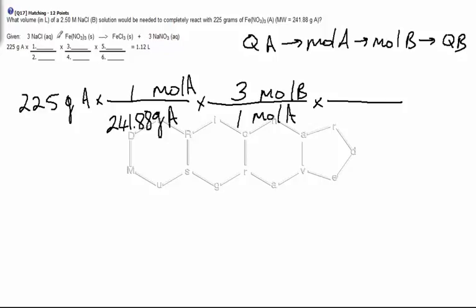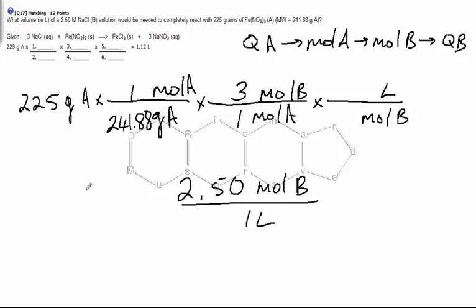And what are we looking for? We're after litres. Now if I'm looking for litres, I know that I'm going to have to get rid of those moles, so I'll put moles of B on the bottom, and I'll put litres on top because that's what I'm looking for. And what I've got here is the relationship between the moles of B and the litres, which I can gain from looking at the molarity. Now here we've got the molarity is 2.50 moles of B per litre. It's 2.50 M B, equal to that. It's 2.50 moles of B per litre.